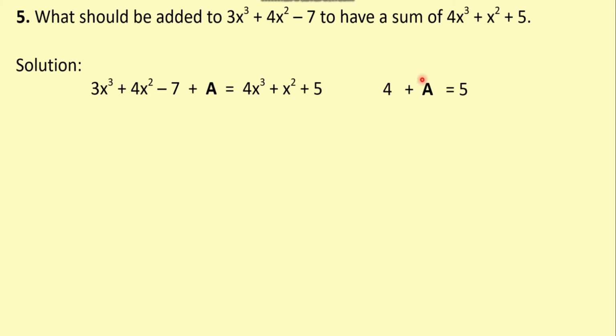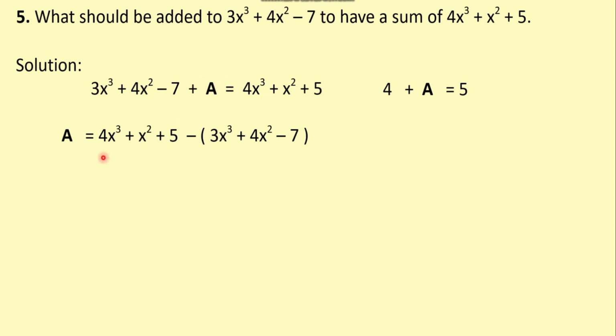So, for example, meron tayo dito para mas maintindihan natin yung problem. 4 plus A is equal to 5. So, what should be added to 4 to have a sum of 5? Now, obviously, yung sagot dito is 1. Paano natin nakuha yung 1? Simply, sinubtract lang natin itong 4 dito sa 5. Diba? 5 minus 4 is 1. So, A is 1. Now, ganito rin yung gagawin natin dito. Meaning, isasubtract lang natin itong nandito dito sa kanilang sum para makuha natin yung A.